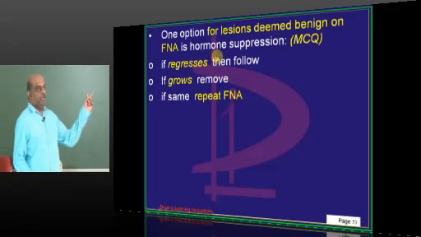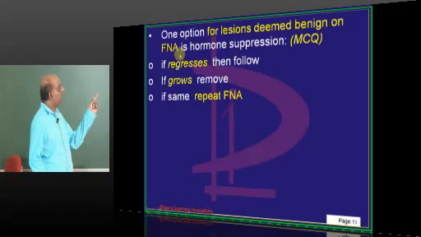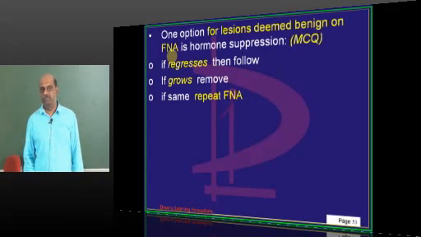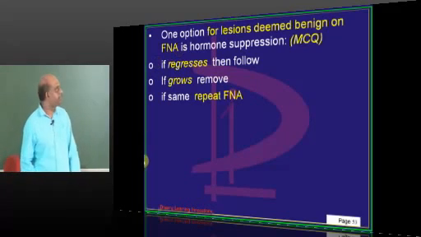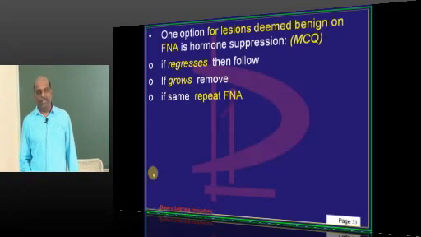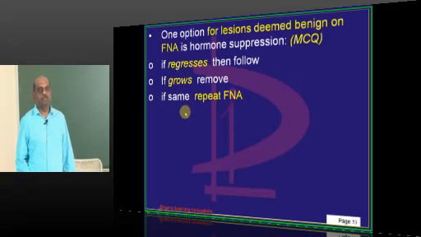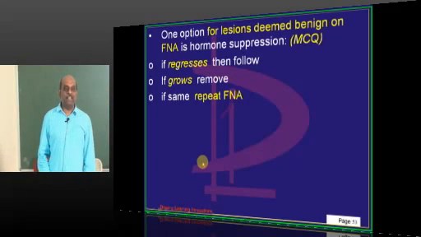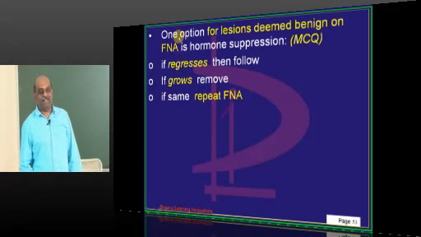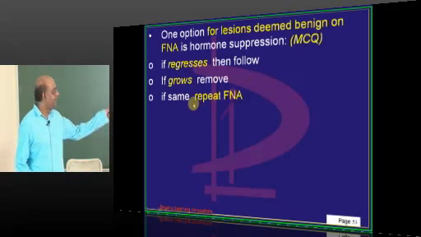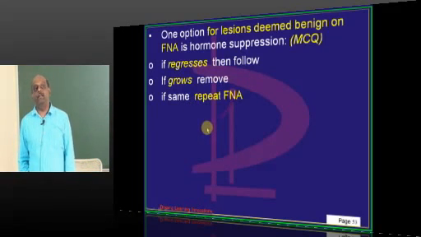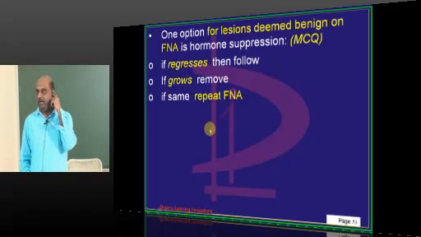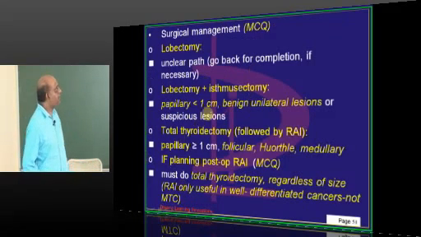Now, how do you manage, suppose if FNAC is giving you confidence that it is a benign lesion? Just follow it up. It is known to regress by itself. If it grows, doubt your cytologist. Maybe that guy in his diploma pathology might have copied the answer sheet of somebody else and passed the exam. So if it grows, remove. If it remains the same, then repeat FNA. That is the management of a follicular adenoma which is benign on cytology, on FNAC. That's what you need to remember.